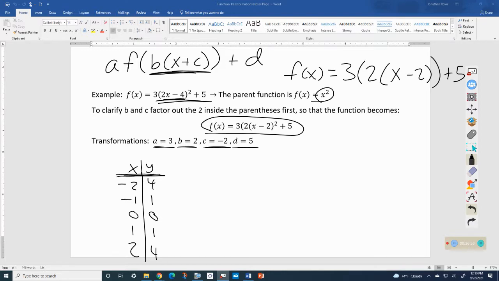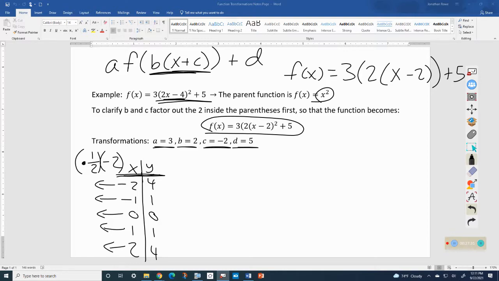On the x side, I'm going to be doing two things. And you can see this on your notes page. I'm going to multiply by 1 over b. So what is b in this case? 2. So I'm multiplying by 1 over 2, and I'm going to add whatever c is. I'm going to add -2, which means I'm going to subtract 2. So I'm multiplying by 1/2, and I'm subtracting 2 to every number. And I'm doing it in that order, right? The order of operations means I multiply first, then add and subtract.